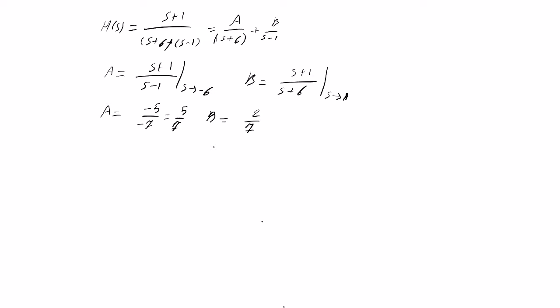So now we have the transfer function, and we need to find the impulse response. To do that, we need to do the inverse Laplace. Just to make it easy, we're going to write the constants outside of the equation. For the first part, 5 over 7 times 1 over (s plus 6), plus 2 over 7 times 1 over (s minus 1). If I put the constants outside, it's going to be easier for me to find the inverse Laplace from the table we have in the book.